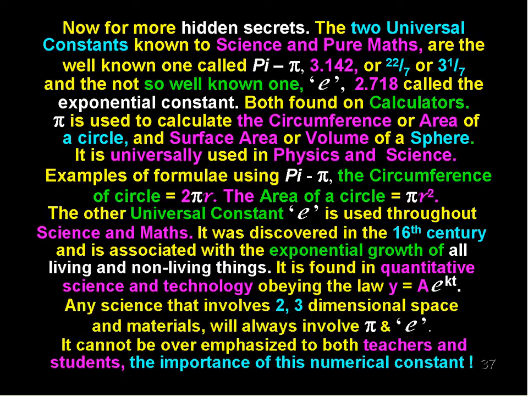The other universal constant, e, is used throughout science and maths. It was discovered in the 16th century and is associated with exponential growth of all living and non-living things. It is found in quantitative science and technology, obeying the law y equals a e to the kt. Any science that involves 2- and 3-dimensional space and materials will always involve pi and e. It cannot be overemphasized to both teachers and students the importance of this numerical constant.